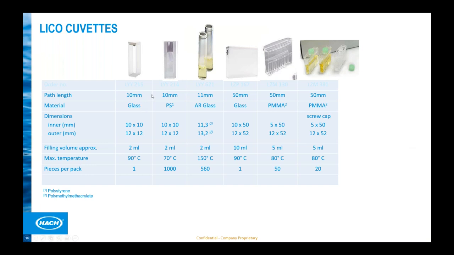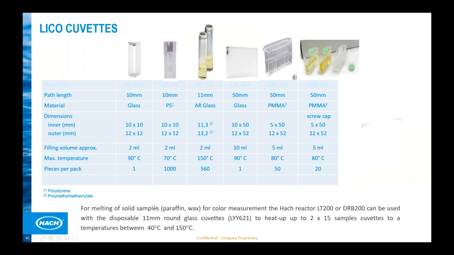So for path lengths 10 or 50 millimeter for the very sensitive measurements, we have different materials, PMMA, more disposable ones, and also for glass measurements and measurements in a matrix that has to be warmer to avoid really a freezing of the liquid. This is also possible, of course, in glass or these regular glass cuvettes, and the rest could be done in the round cuvette like given here.